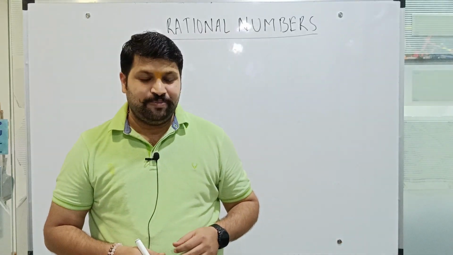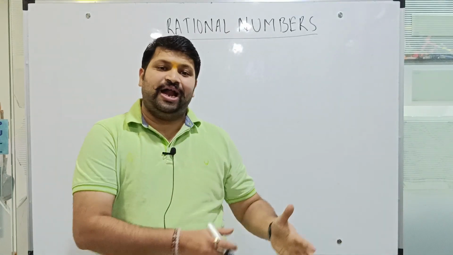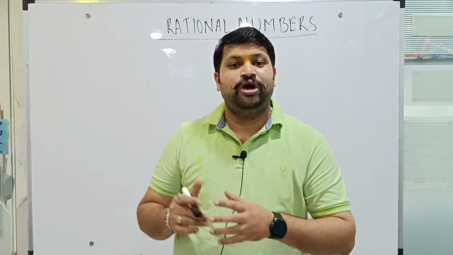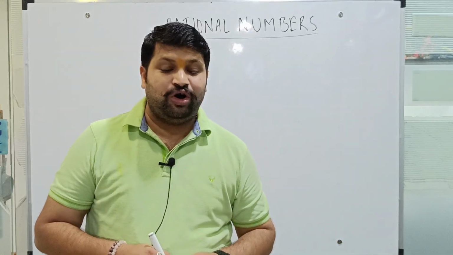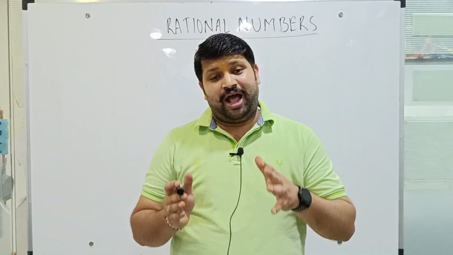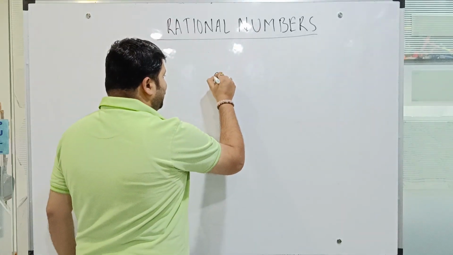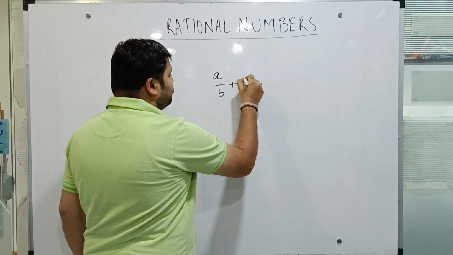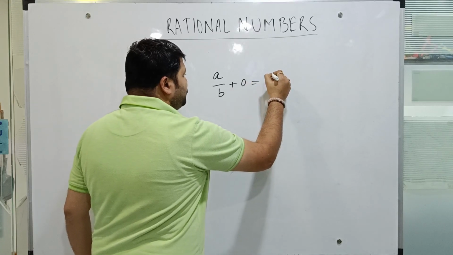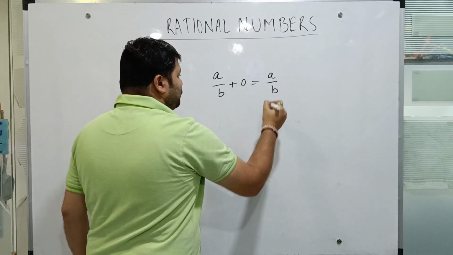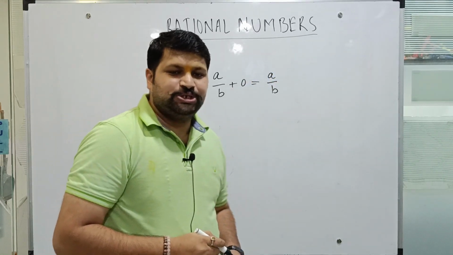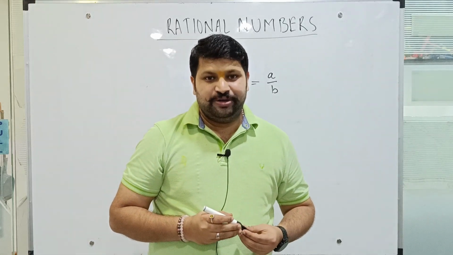Additive identity is a number which, if added to the given rational number, would not change the value of the rational number. Additive identity is 0. So if you take a number a upon b and add 0 to it, the answer would be equal to a upon b. So 0 in this case is called the additive identity.